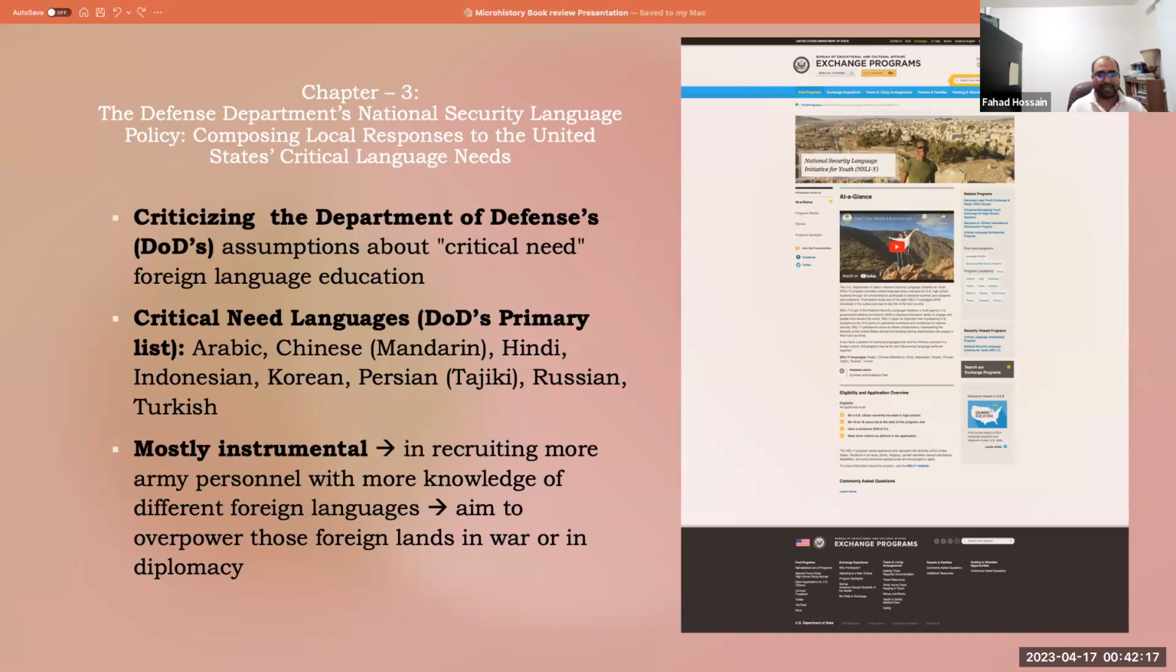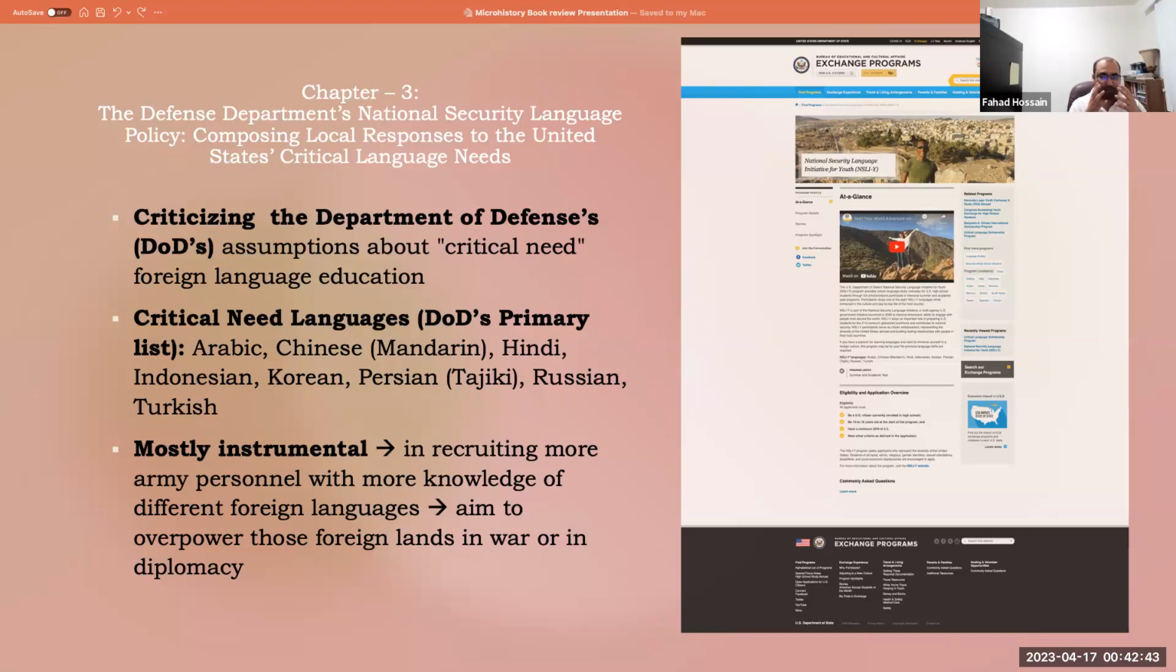But basically, it's an assumption. It's just an instrument in recruiting more army personnel with more knowledge of different foreign languages, aimed to overpower those foreign lands in war or in diplomacy. Because if you know the language of your enemy, you can think ahead of them, or you can just defeat them with your ideas or with your war.